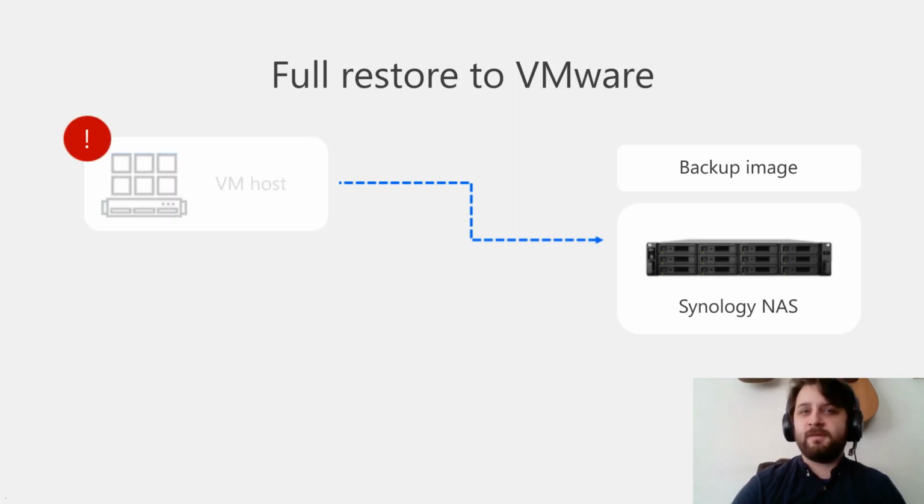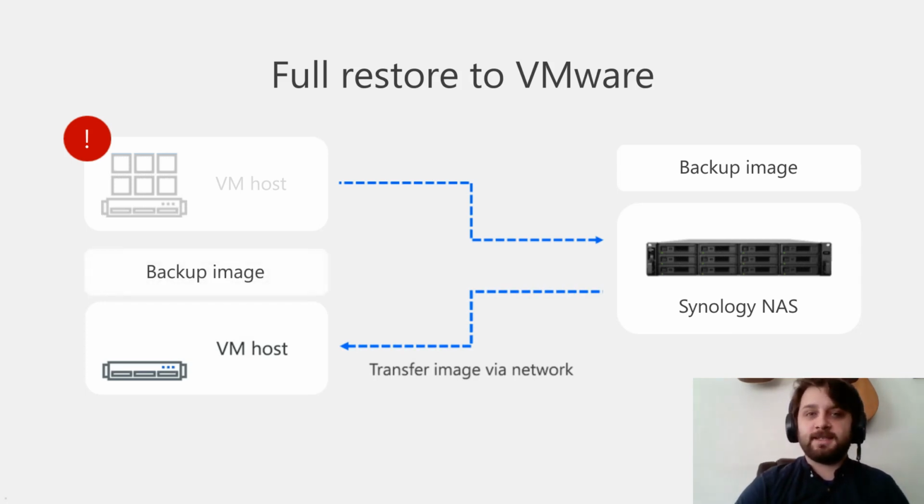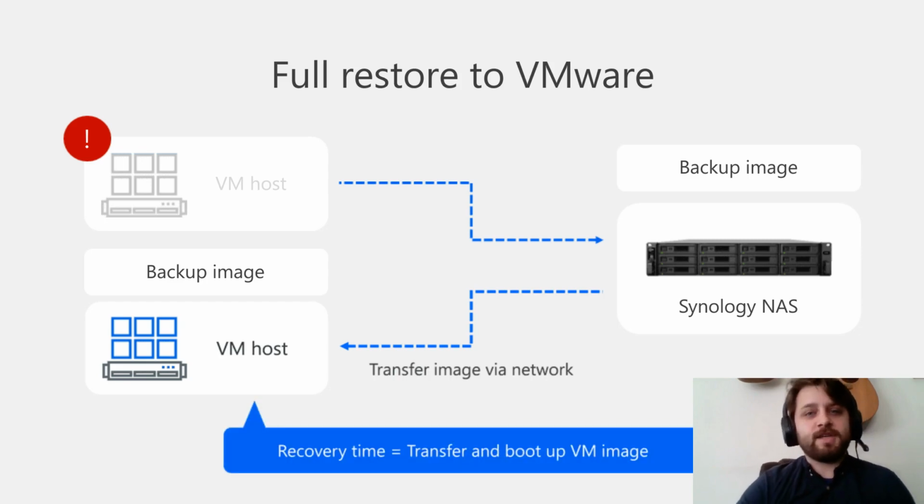If something happened to the VM or the host itself, you could then bring that image back over and transfer the image via the network to that new VM host that is now functioning okay. And your backup image will be restored to that, and your VMs will begin functioning again. Now, what's going on here is you're actually restoring that entire backup. So it's going to be based on how large those VMs actually are and how big that data is. So you're at the mercy of your network speed and things like that. And your recovery time is going to be how long it takes to transfer and then boot up that virtual machine image inside of your host.